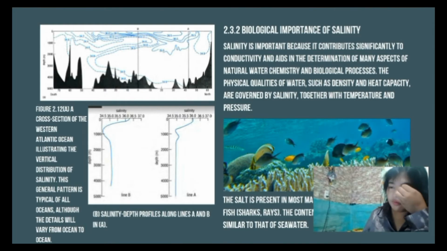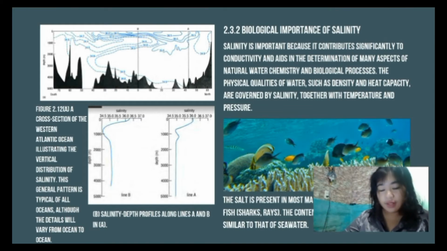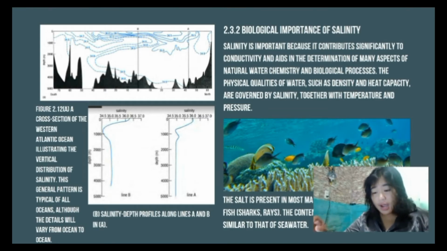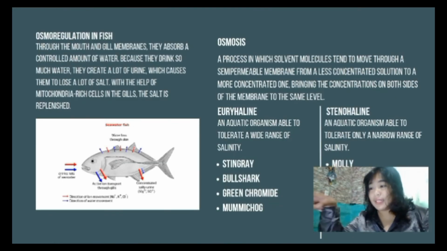Salinity is important for the biological aspects of the ocean because salt is present in most marine invertebrates and primitive sharks and rays. Their blood contains bodily fluid that is similar to seawater. So there is a tendency for water to move across semi-permeable membranes from a zone of low salt concentration to one of high concentration, which is called osmosis.